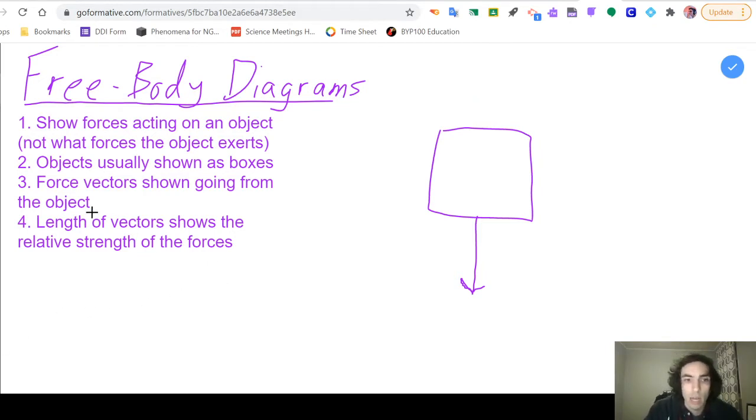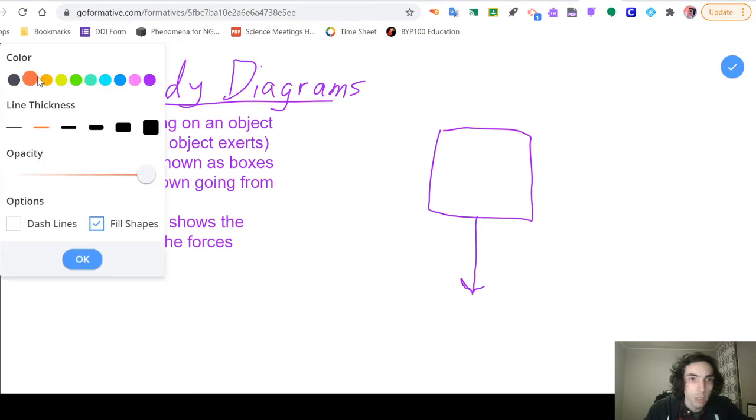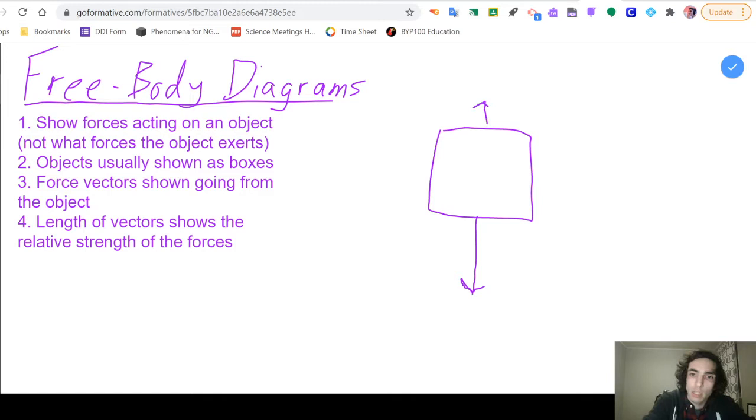And the other thing that we've definitely talked about in class is that the length of these force vectors that we show acting on this object communicates something about the strength of those forces. So if I drew a vector that was upwards, that looked like this, what I'm telling you, if I drew this carefully, is that this upwards force acting on this object, whatever it is, would be weaker than this downwards force.